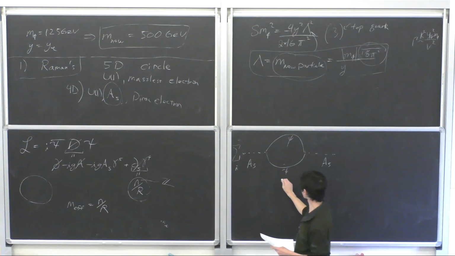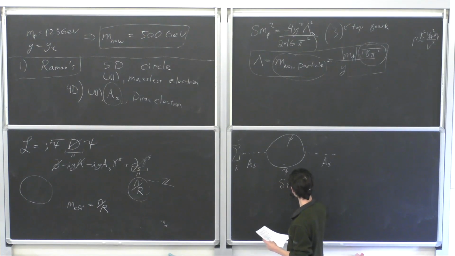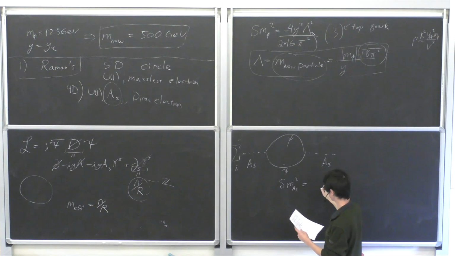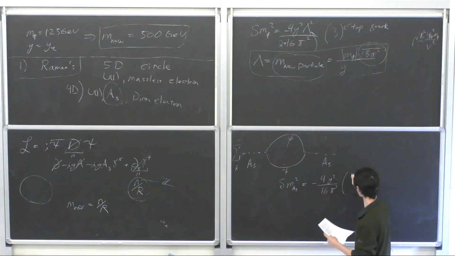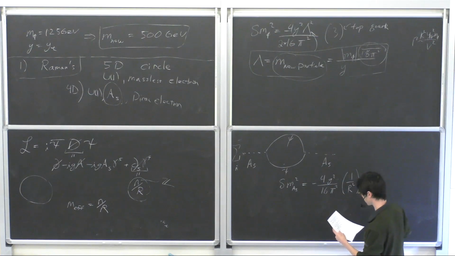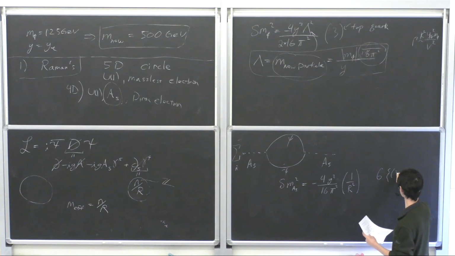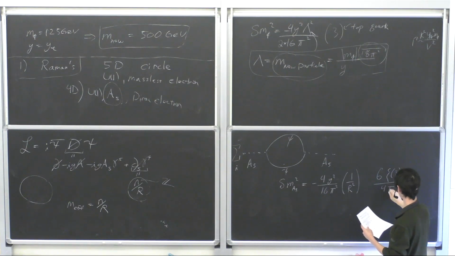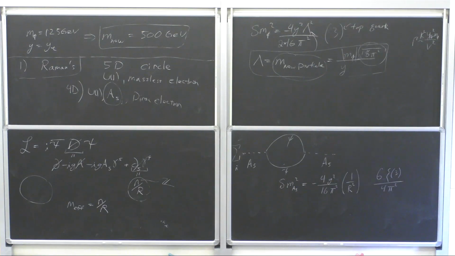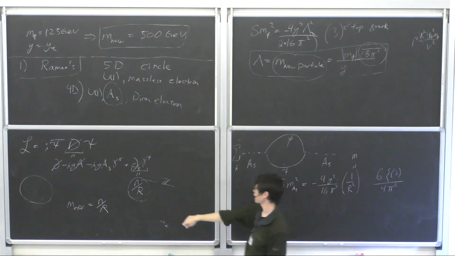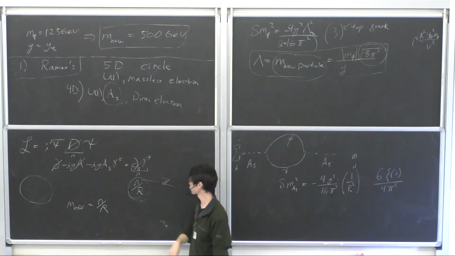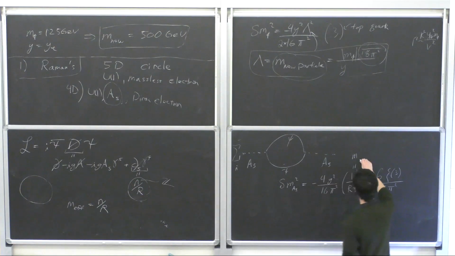And you get delta m_A5 squared is minus 4 g squared over 16 pi squared, 1 over R squared, 6 zeta of 3 over 4 pi squared. The important thing here is to notice this equals the mass of the first particle, right? n equals 0 is your massless fermion. n equals 1 is your first new particle.